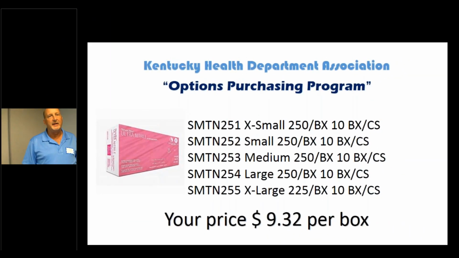So we found a glove line, a manufacturer, that wanted to write us a specific agreement to the CADA Options Purchasing Program for price. I've listed it on the board here, so certainly I can get that information out to you, or you can just jot it down real quick. $9.32 a box. However, there are 250 gloves in a box. I can remember the days when nitrile gloves were $17, $18 a box for a box of 100. Now the price has been driven down, and we've gotten to $9.32 for a box of 250.